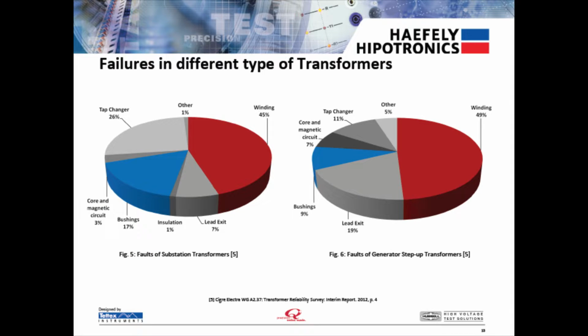So different transformers fail in different ways. On the left is the location of failures for substation transformers, and on the right is step-up transformers. As you can see from both, the majority of failures still happen in the windings across all transformers, but they get a little different. Substation transformers is also mainly in the taps and the bushings, and the step up, it's in the lead exit.